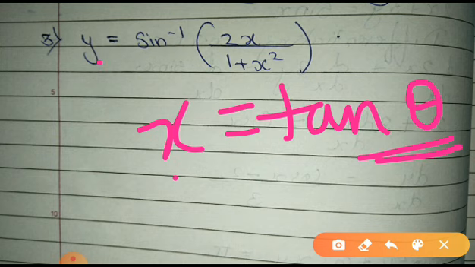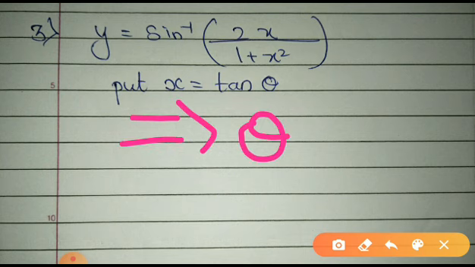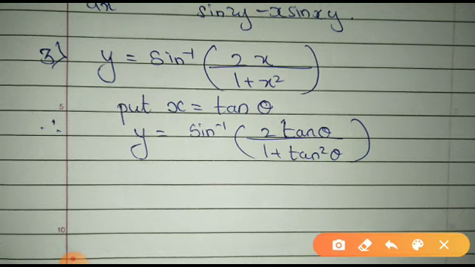It should be other than x and y. Okay, so I can put x as tan theta. If x is tan theta, what does your theta imply? Theta will be tan inverse x. Okay, next. So I'll be having y equal to sine inverse of 2 tan theta by 1 plus tan square theta.